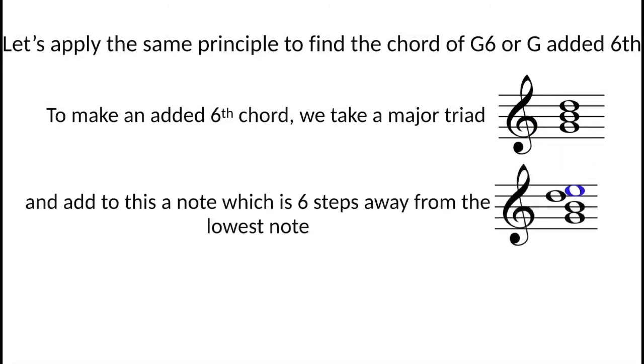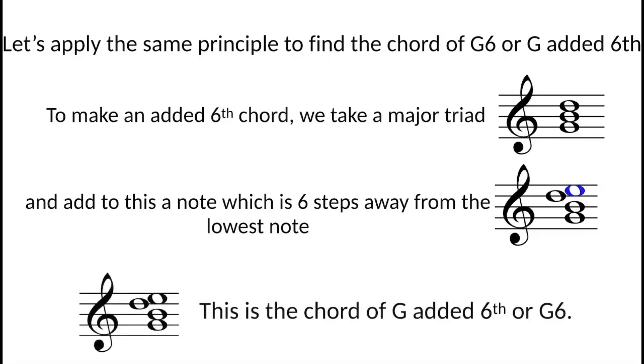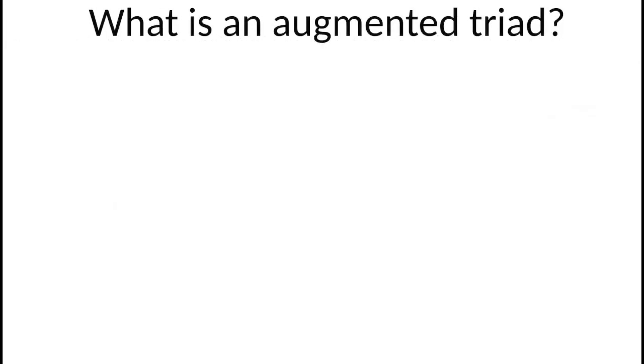Take the major triad of G, add to it the note which is 6 steps away from the lowest note here. We would get that note there, which is an E. 4-note chord. That's the chord of G added 6th or just G6.